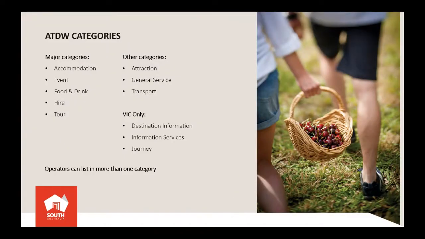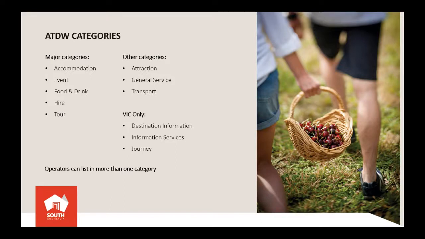So I did very quickly mention there the term categories. So everyone here will know how difficult it can be to figure out which category your tourism offering is often operating in. So there are various different categories that you can list in the ATDW. The major ones of reference are the accommodation, event, food and drink, hire and tour. We find that these are generally what you are operating in. However, there are also the attraction, general service and transport categories too.